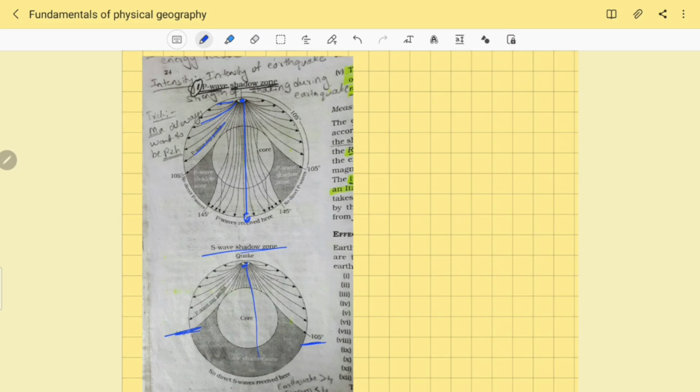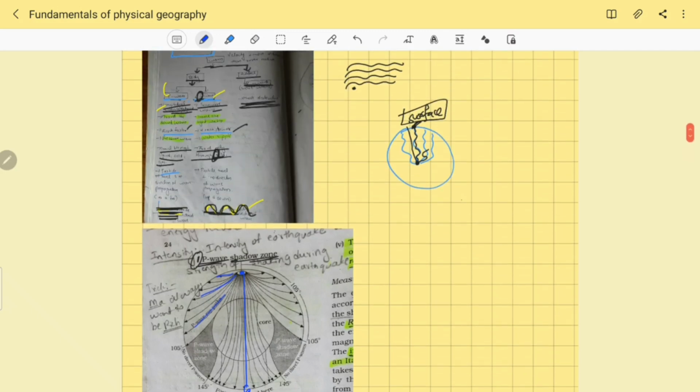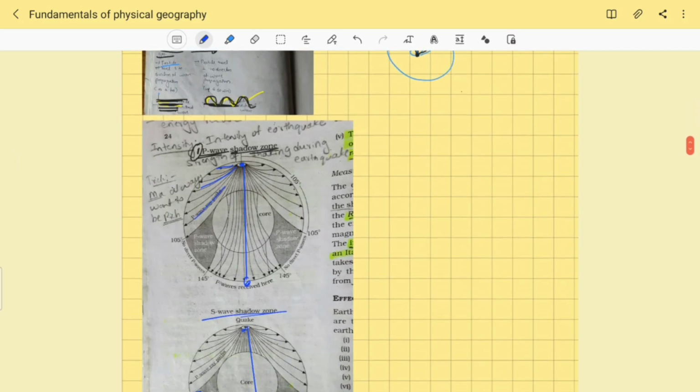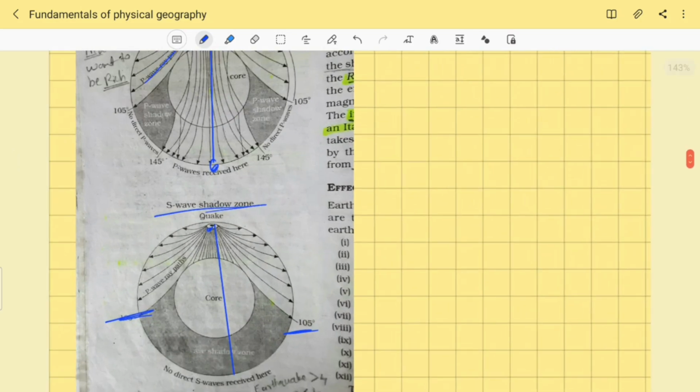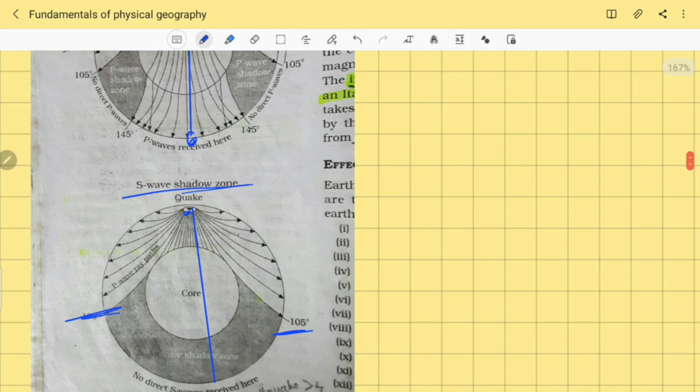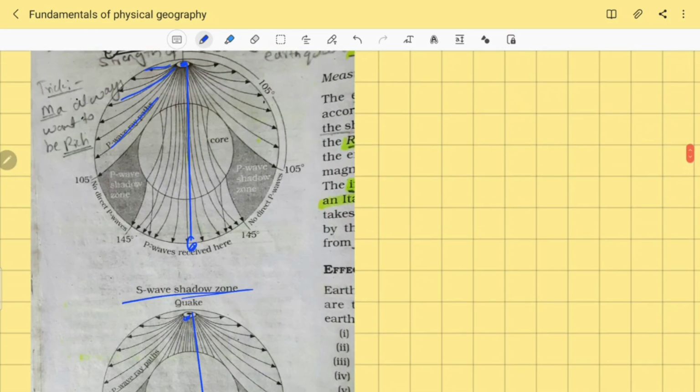It does not reach the opposite end because of the core in between; it does not travel through that way, because secondary waves travel only through solid. It does not travel through liquid or gas. That's the reason it just travels till 105 degrees. And primary waves do not travel this black area, whatever you could see. This is known as the shadow zone. A shadow zone is a place where the waves cannot be detected. Those areas are known as shadow zones.